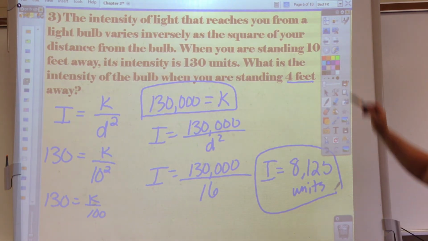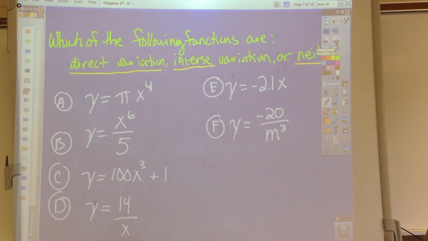All right, for tomorrow, on a separate sheet of paper, I would like you to answer these 6 questions for me. The first 2 things we've done this week are direct variation and inverse variation. And I'd like to know for each of these equations, whether it's direct variation or inverse variation or neither.